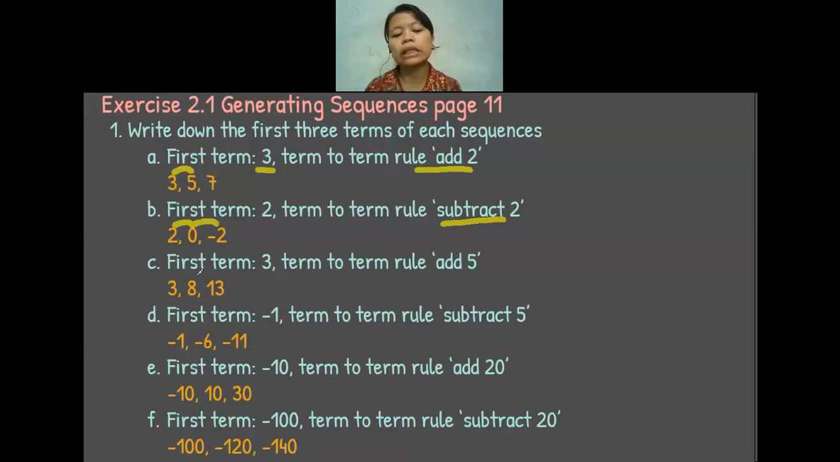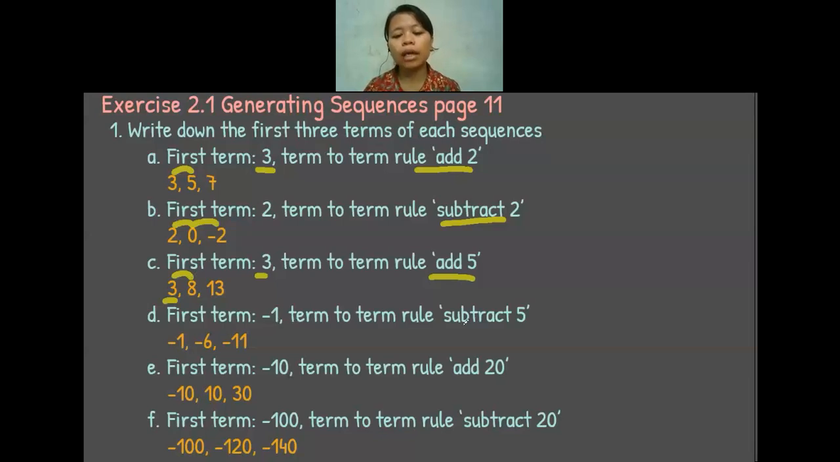For question C, the first term is 3 and the term to term rule is add 5. So to get the next term, I need to add 5. So it will be 3, 8, 13.